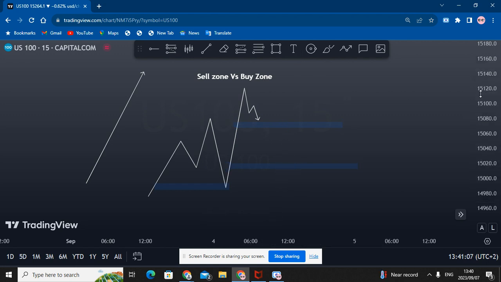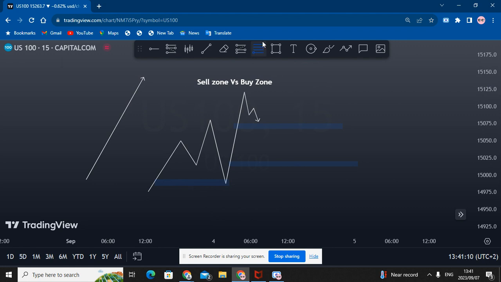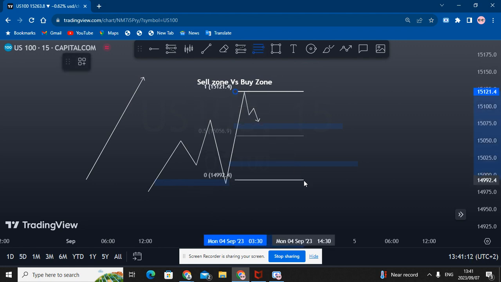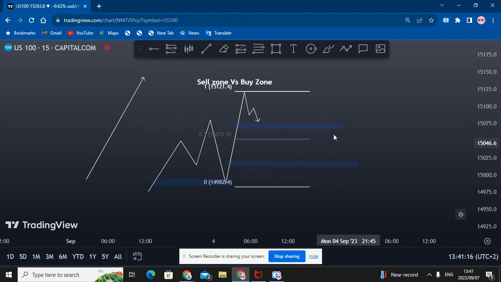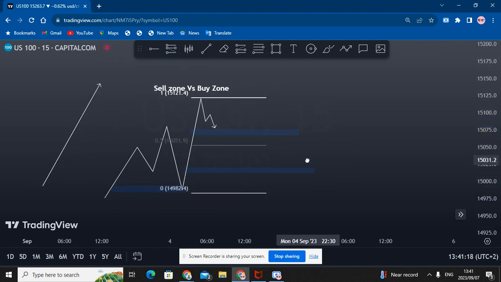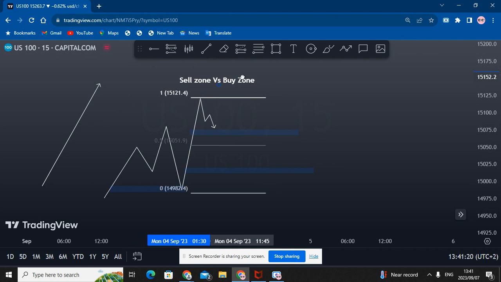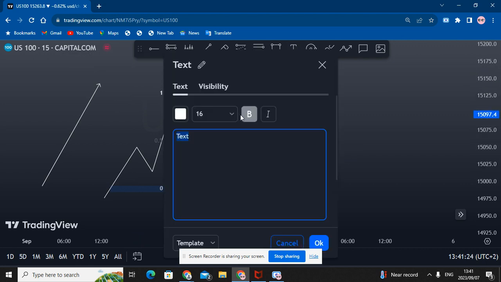The solution is to take your Fib retracement and put it from your highest point to your lowest point. Then what controls you is your 50% mark. Above your 50% mark is your sell zone. This is where you'll take your short-term sells. So that's your sell zone.